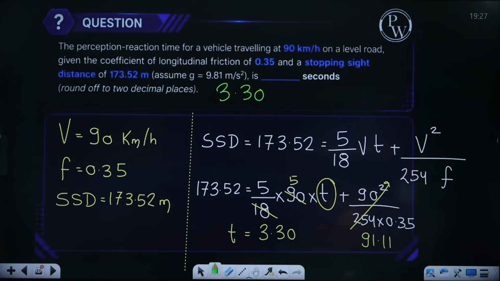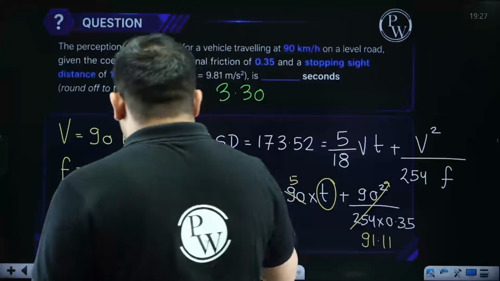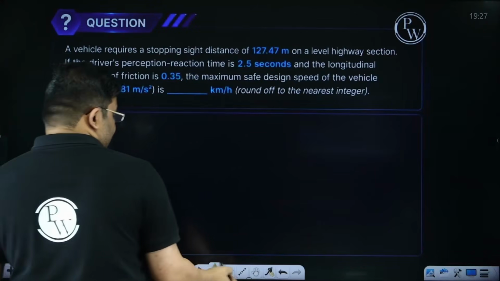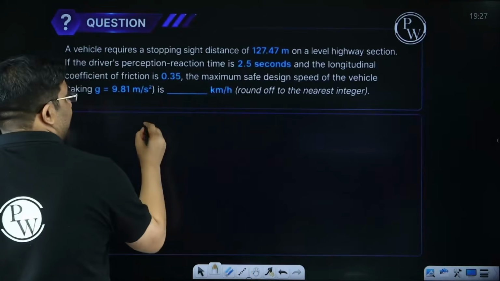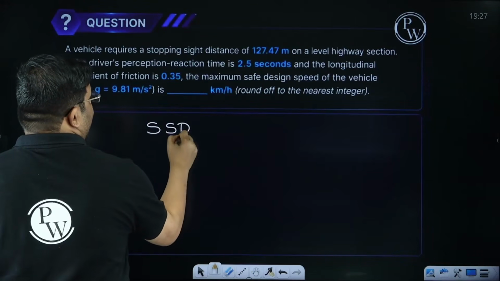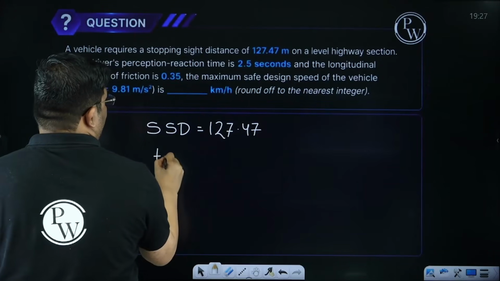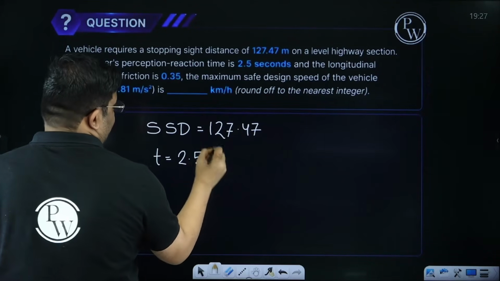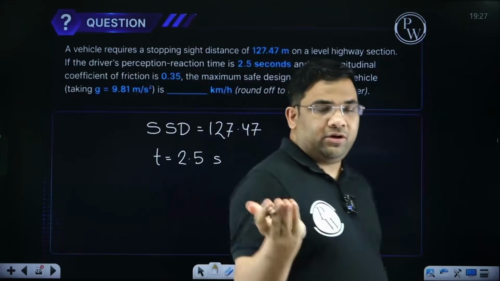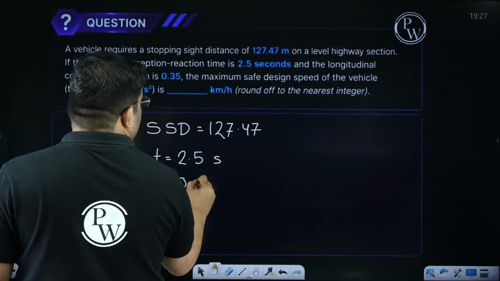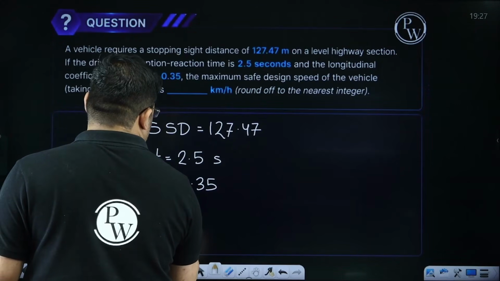How did we get it? Here the stopping sight distance was given, and from there we got the reaction time. In the examination, they might ask you something else also. Like in this question, it is given that a vehicle requires a stopping sight distance of 127.47. So they have given the stopping sight distance. Okay, they have given the reaction time also, 2.5 seconds. They might give you some other reaction time also. Then f is given as 0.35. And gradient is not given means what? The gradient is 0. If the gradient is not given, you can take that as 0.